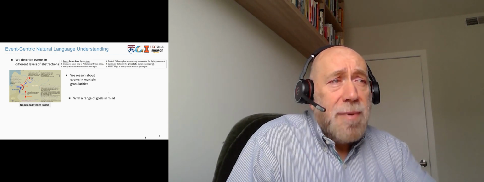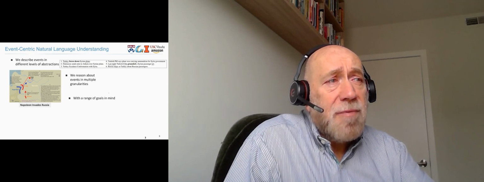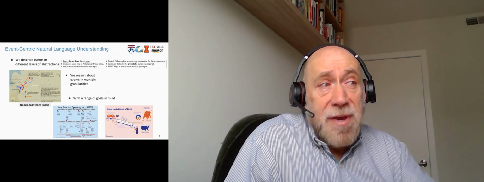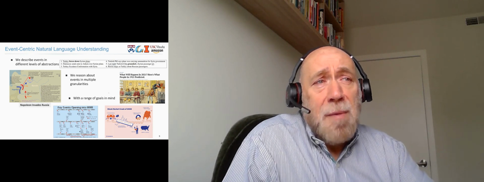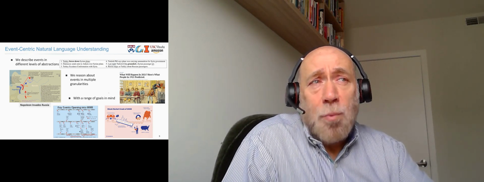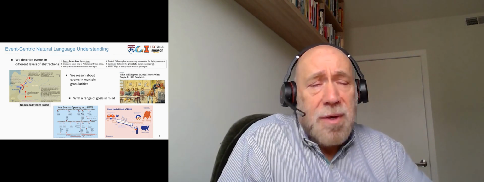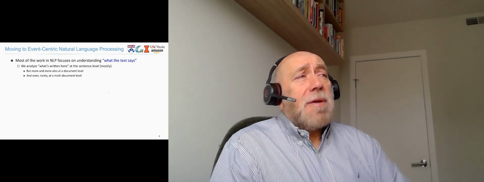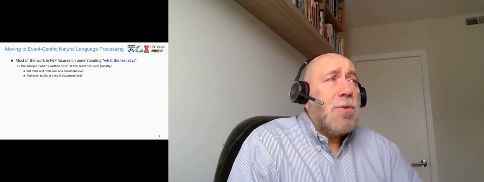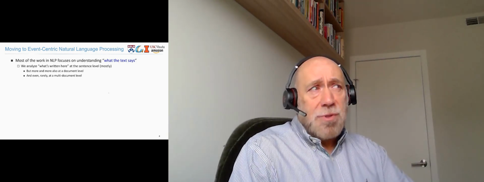And you can also think about a range of goals in mind when you describe events, from surveying what has happened, to analysis of what has happened, up to trying to predict what could happen, for example, in 2021. So we think that the time is right to think currently about event-centric natural language processing.